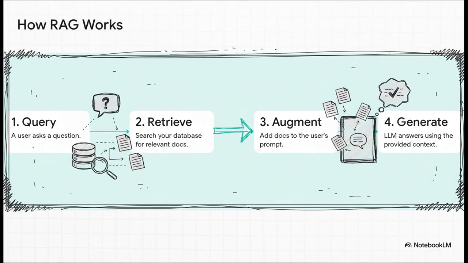First, your user asks a question. But instead of just sending that question to the AI, your system first takes a quick look through your private database, say your internal company documents, and finds anything relevant. Then it stuffs those documents into the prompt right alongside the user's original question. And finally, it sends that whole beefed up prompt to the LLM, which now has all the context it needs to give a smart, accurate answer based on your data.